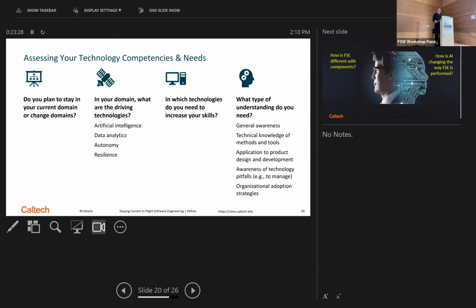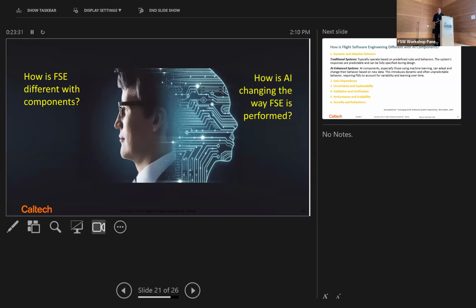I'll end the last section talking about AI a little differently here, with two questions. The first is, how is flight software engineering different with AI components? If I put an AI component in a flight software system, ground, space, whatever, how is that going to be different? And then how would AI change the way in which I do flight software engineering? Would I design differently given AI tools? Would I test differently?